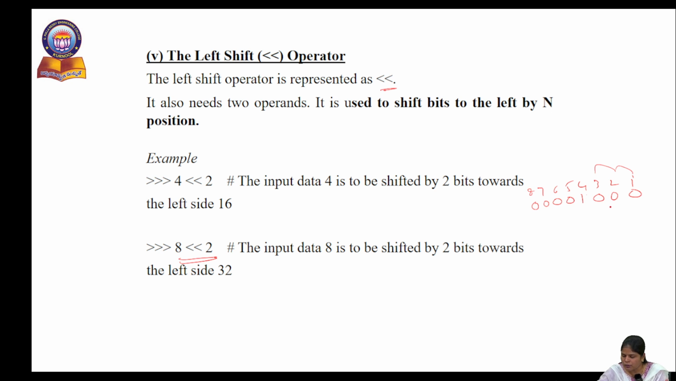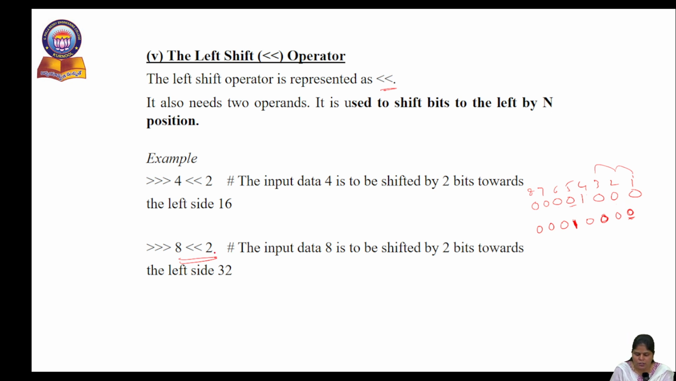So the first 0 will be shifted to the second position, the second 0 to the third position, the third 0 to the fourth position, and the 1 will be shifted to the fifth position, and the next 0 will be shifted to the sixth position, then the seventh position, then the eighth. Now at the first place we will be suffixing with a 0.